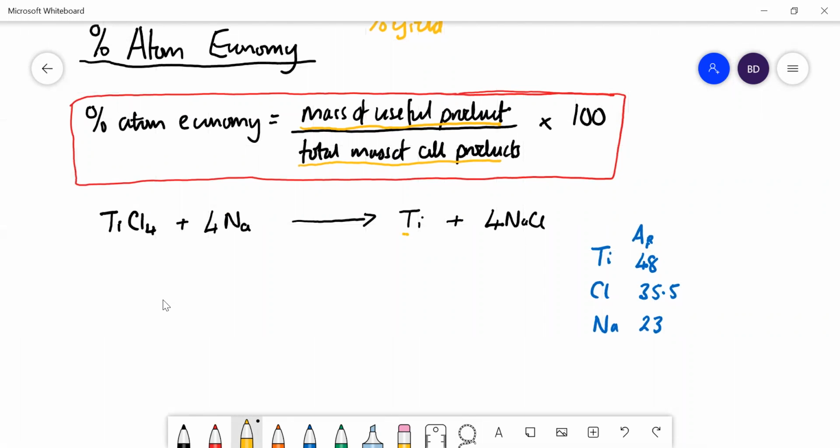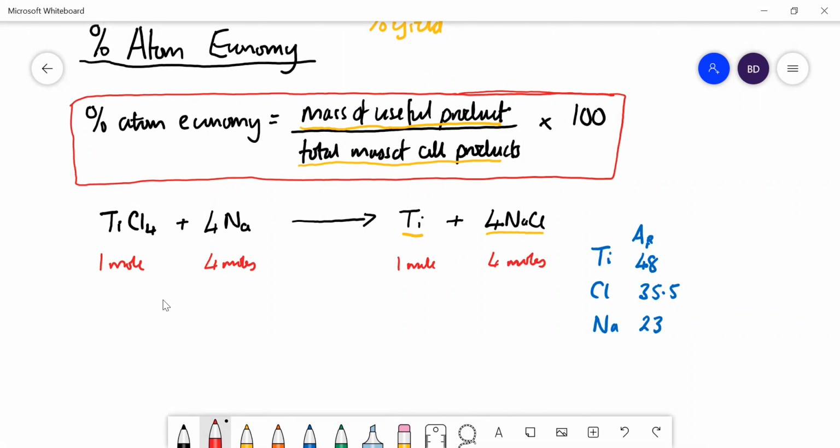So you've got titanium there, and you react it from titanium chloride with sodium. Metal displacement reaction, you get titanium and you get sodium chloride there. So you need the balanced equation always. What does this balanced equation show us? It tells us that when you get 1 mole of titanium chloride and react it with 4 moles of sodium, you get 1 mole of titanium and 4 moles of sodium chloride.